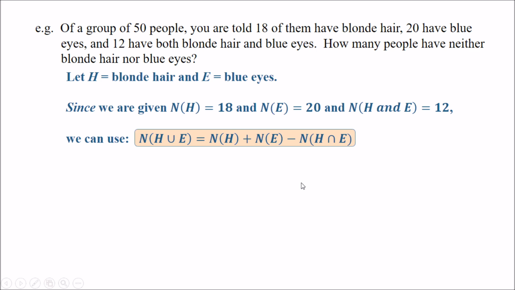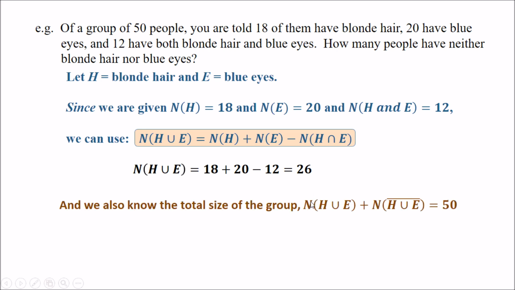Same problem, but I could have done it with the addition rule. We could use: the number of blonde-haired or blue-eyed people equals the number of blonde-haired people plus the number of blue-eyed people minus the number of people that have both blonde hair and blue eyes. Substituting in our numbers, the number of blonde-haired or blue-eyed people would have to be 18 plus 20 minus 12, which is 26.